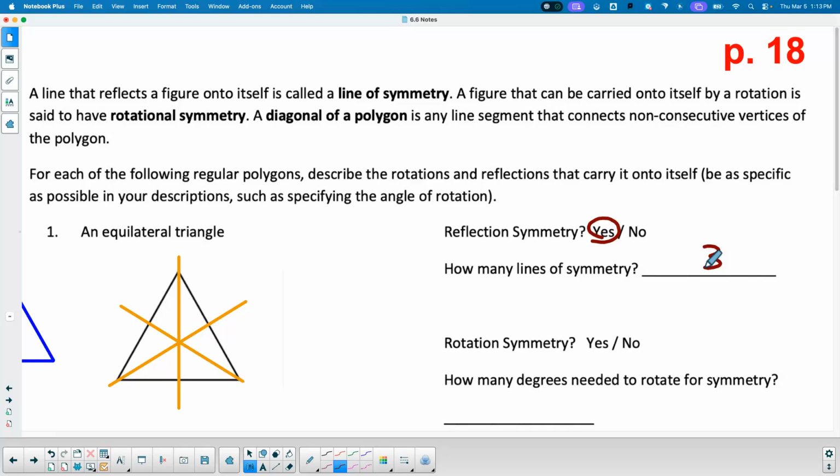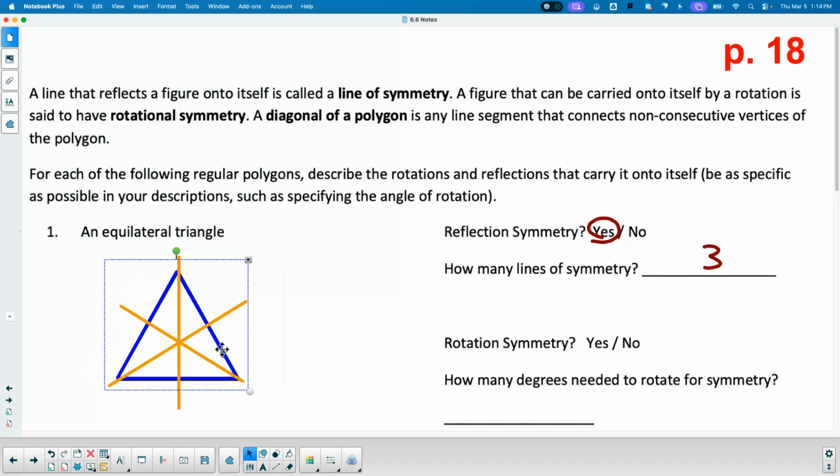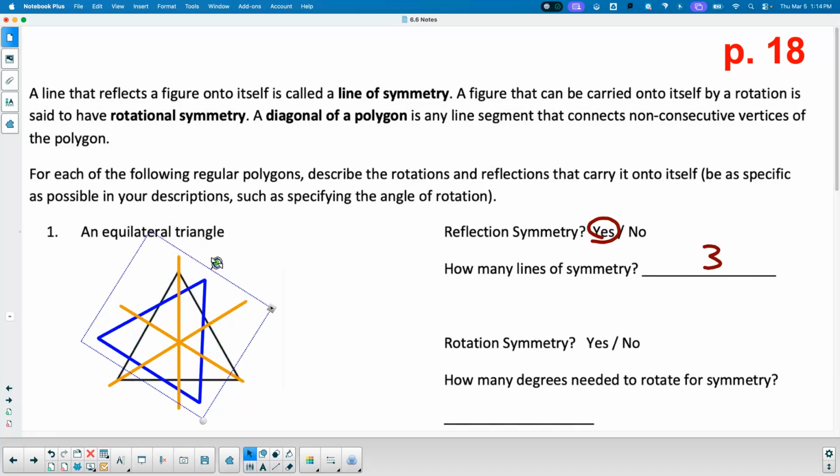Now let's talk rotational symmetry. Does it have rotational symmetry? You think so? Well, let's see. Here's our fancy copy made over the top of the triangle. You don't know? Let's see. Here we go. We're rotating.